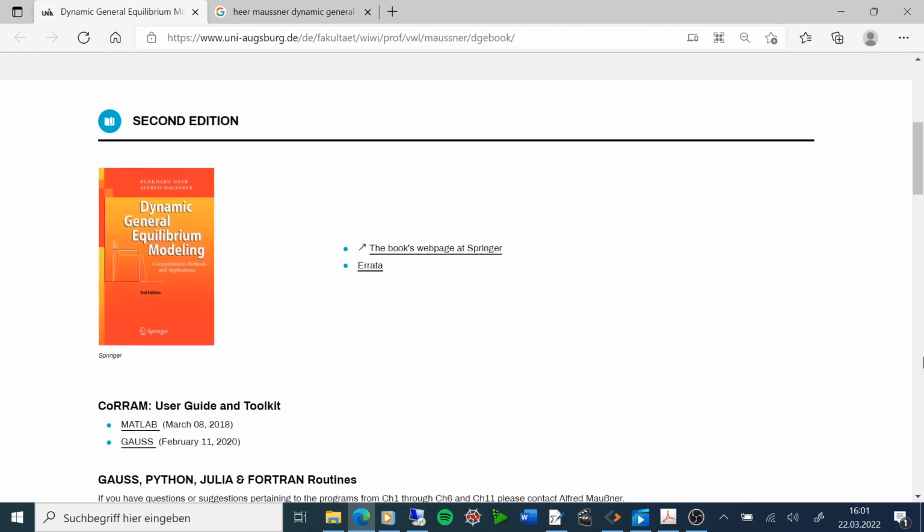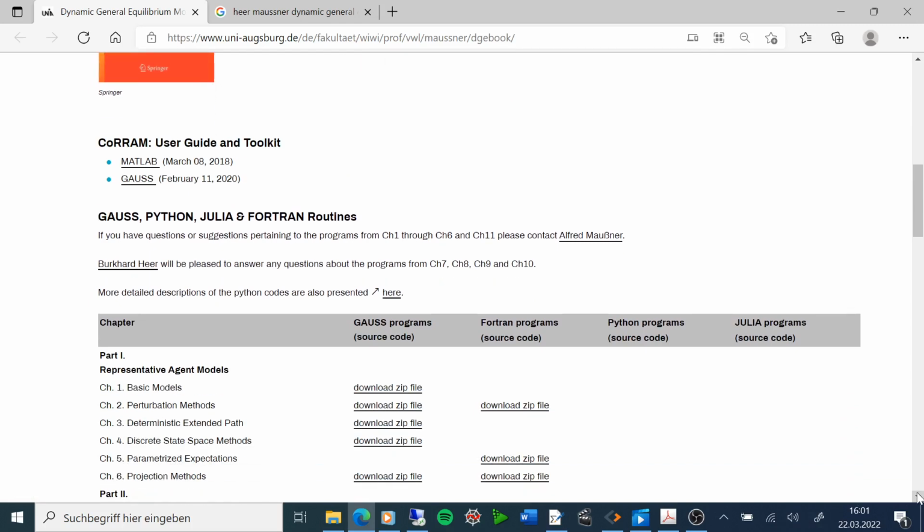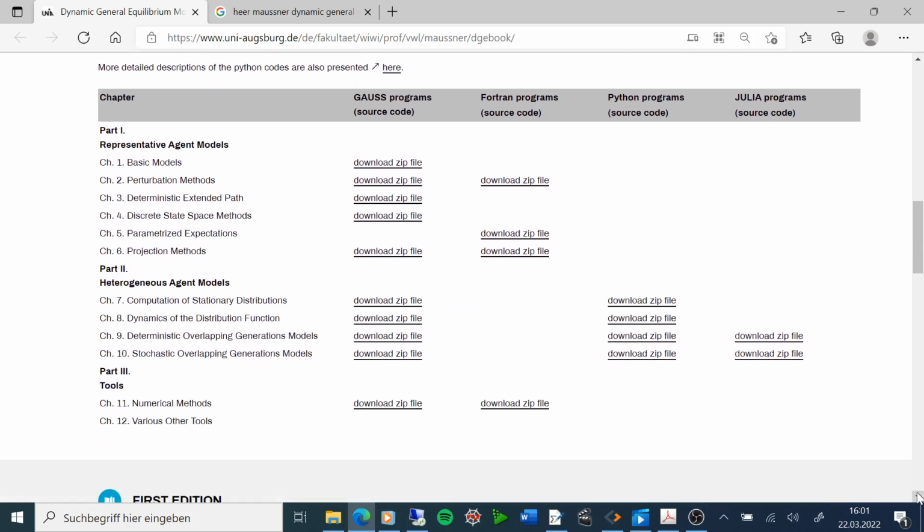And when you scroll down this page here, you find, for example, the QUORUM package for the computation of the representative agent model, where you just have to provide equilibrium conditions in MATLAB and in Gauss. And we provide lots of other code in Gauss, Python, Julia, and Fortran. So here for our second edition, you find the code for the application that I will present to you next. Here, chapter 10, just download the zip file for either Gauss or for Python. We also provide Fortran and Julia code for many other applications in this book.